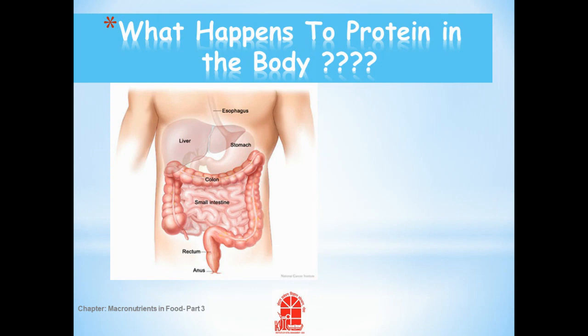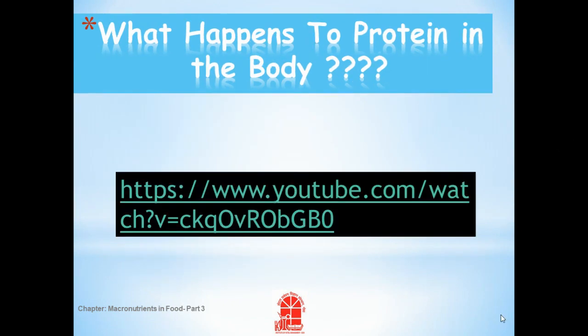And once the amino acids are in the blood, they are transported to the liver. So as with all other macronutrients, the liver is the checkpoint for amino acid distribution and any further breakdown of amino acids. Okay, I'm going to show you a video now to explain what happens to protein in the body.